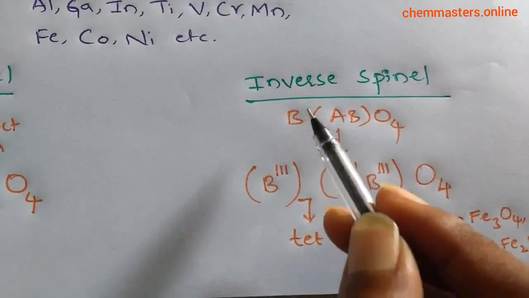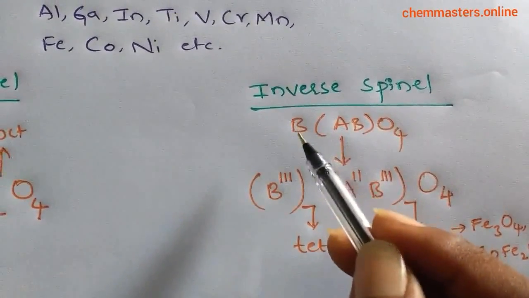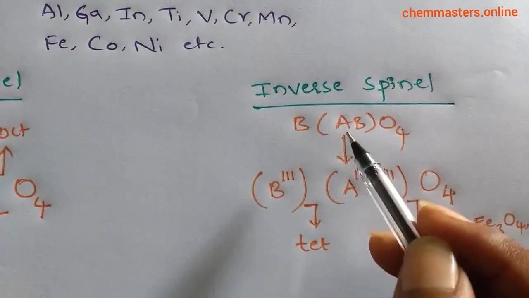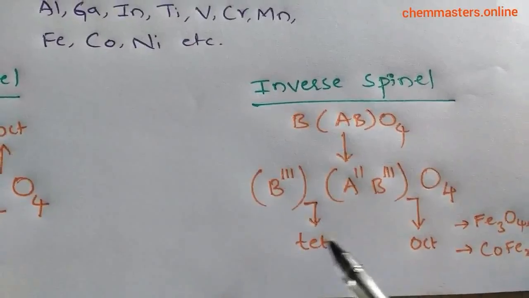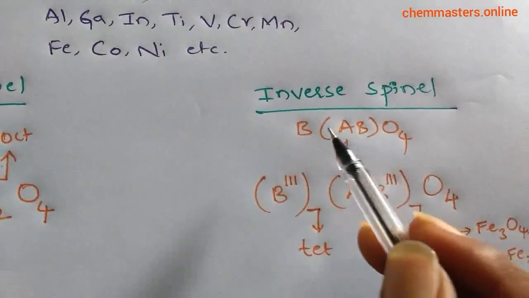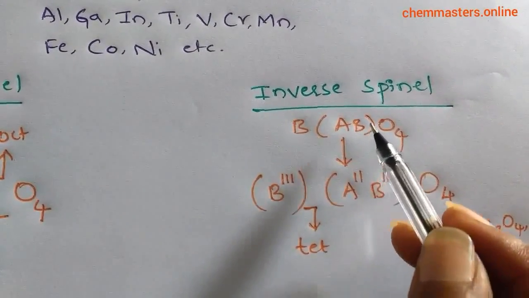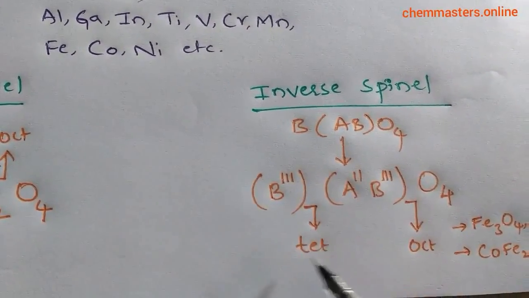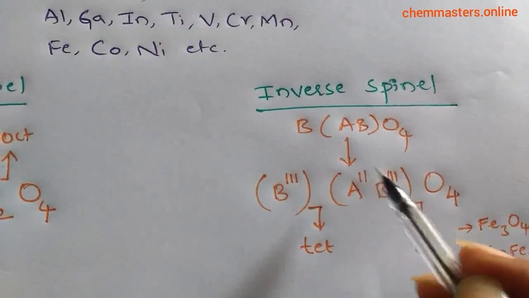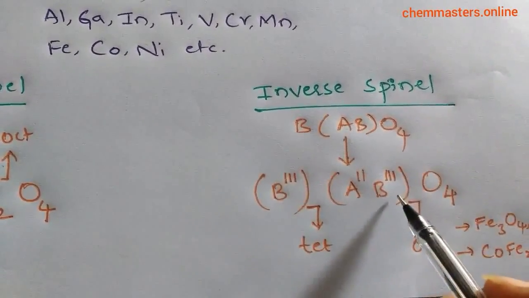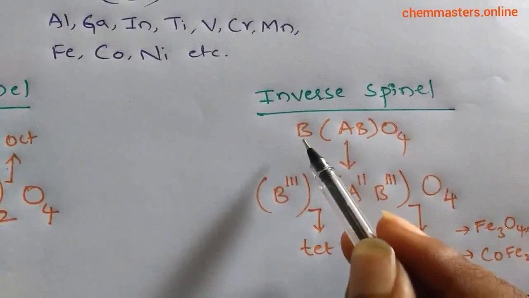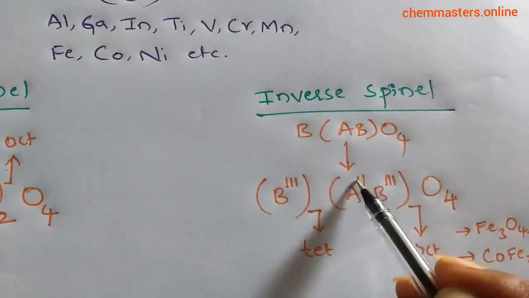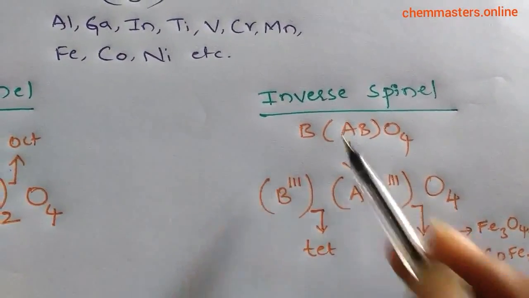Here, we already know that B indicates the trivalent ion. In the inverse spinel, half of the trivalent ions occupy the tetrahedral voids, and the other half of the trivalent ions occupy the octahedral voids. And all the divalent ions occupy the octahedral voids in the inverse spinel.